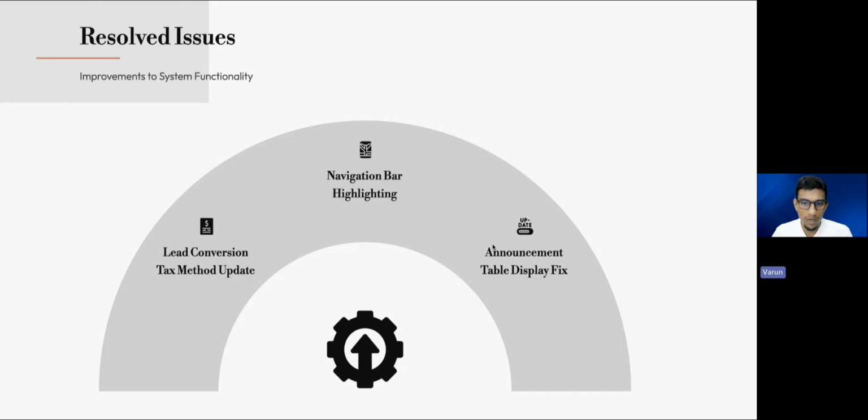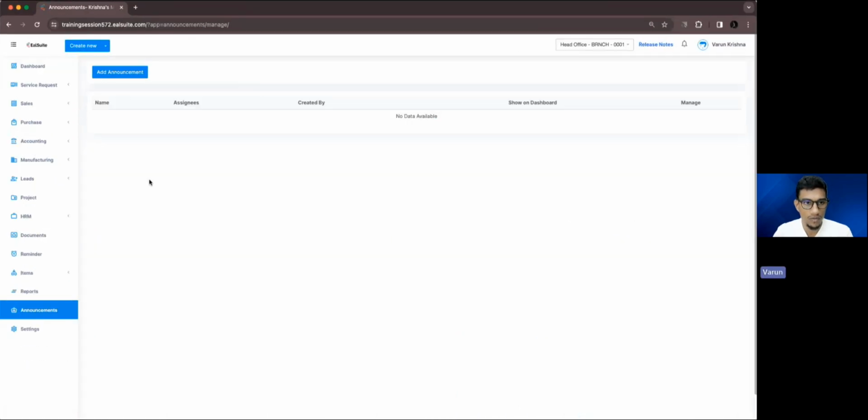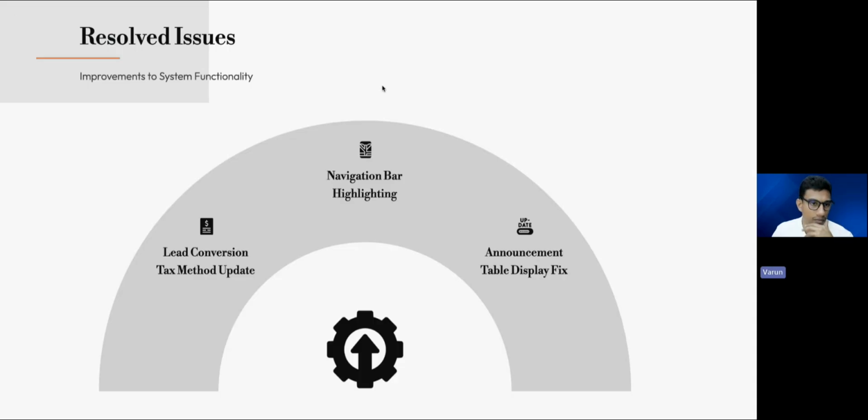And finally, the announcement table display fixed. It's very simple, I would say. Under the announcement section, this particular table was not like this when there was no data. Right now, we can see that "no data available" is the way in which the table has been presented. It is not a broken table when the data is not present. This is a proper table, even though there is no data present. Earlier, it was a broken table, and we have fixed that as well. So that's a very simple thing.